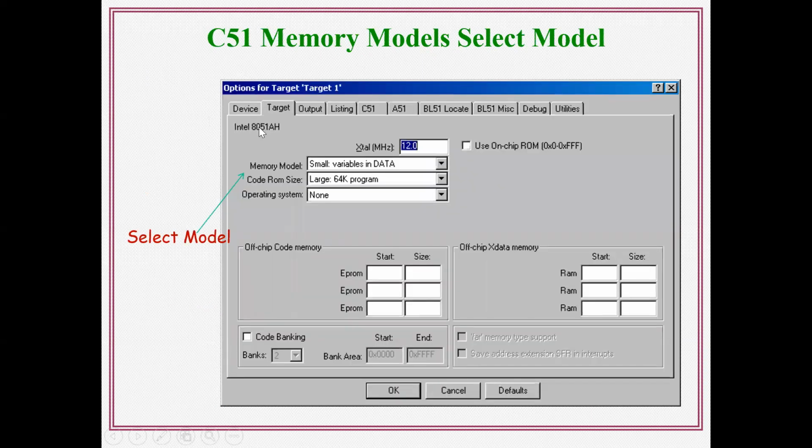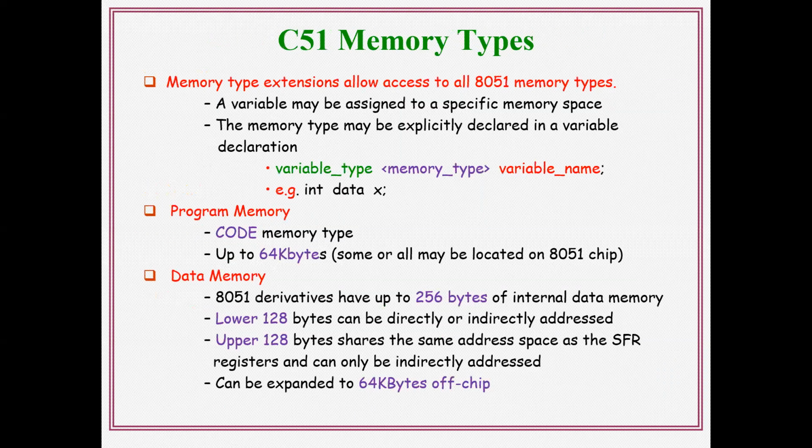So here you can see that in the target window, this memory model can be initialized as either small, compact, or large. Okay, and next one, C51 memory types. Previously we discussed memory models, now it is memory types. Memory type extensions allow access to all 8051 memory types.